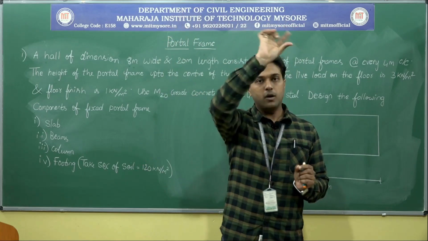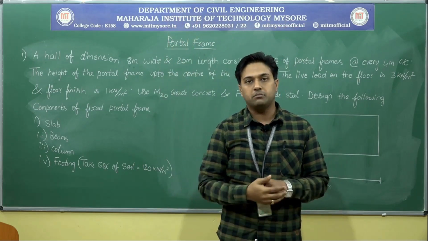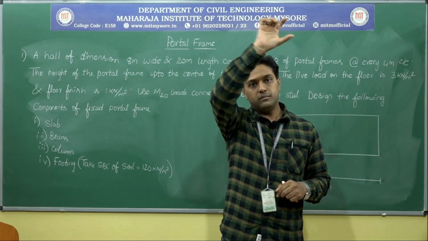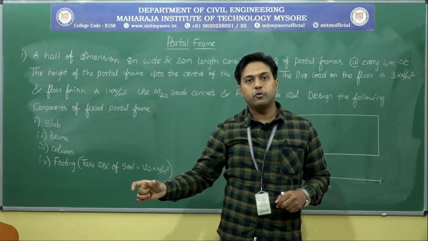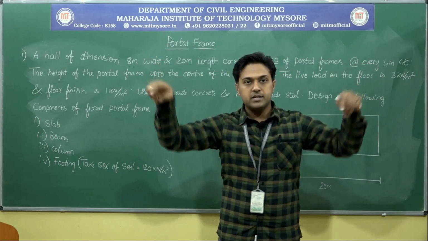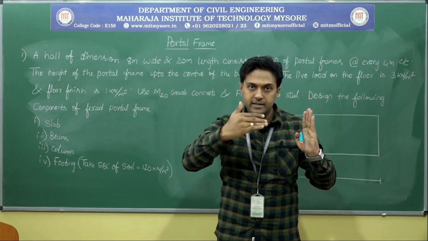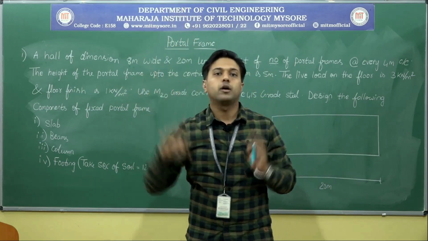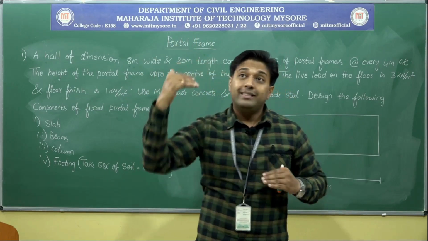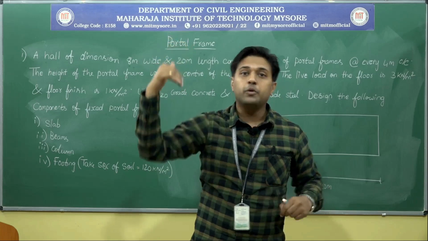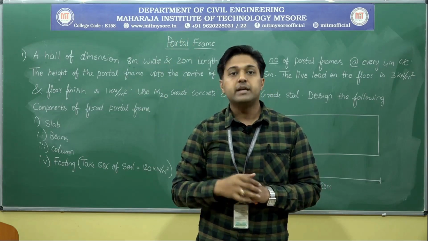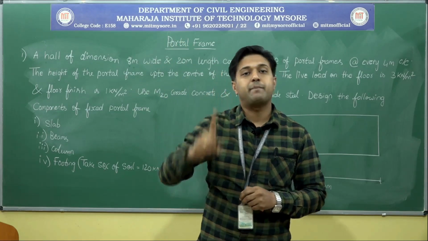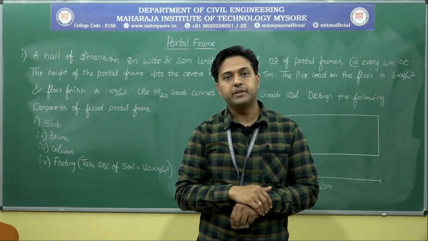What do you mean by that? A column and a beam, and footing will be at the bottom. So column, beam, and one more column. This is combinedly called one portal frame. Obviously, at a certain distance there will be one more column, one more beam and one more column. The span between these two portal frames is called one span of the portal frame.